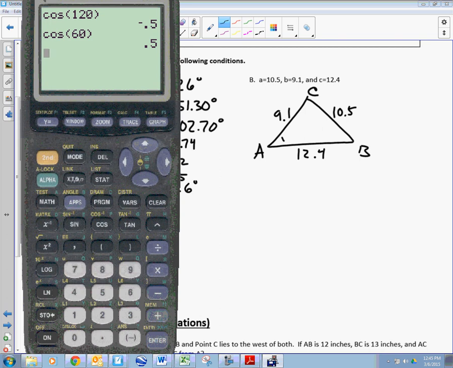Which angle would be the obtuse one? C would be the obtuse one. So I want to solve for angle C because cosine can tell me right away whether it's acute or obtuse. It knows. So we set it up. C squared equals A squared plus B squared minus 2AB cosine of angle C.